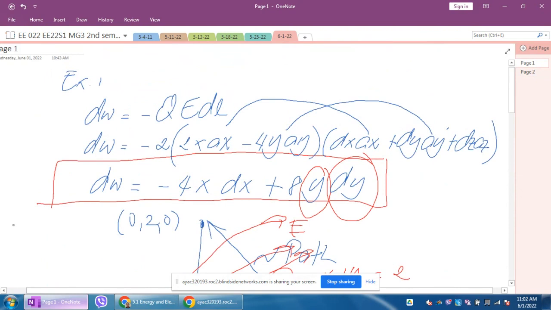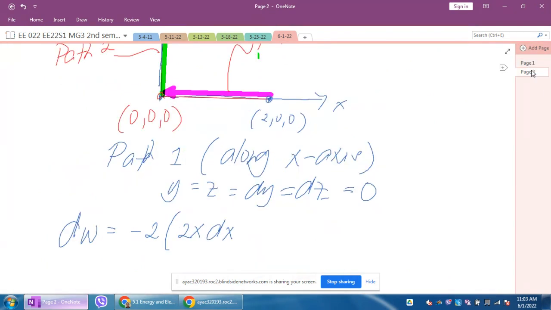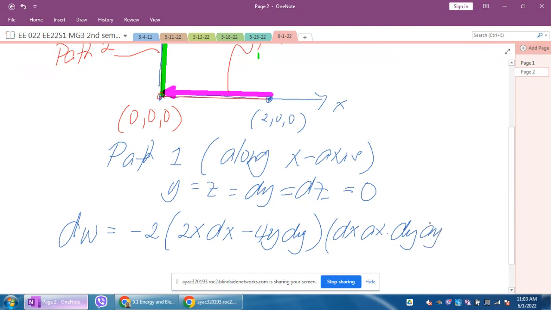Kopyahin ko lang po ito. Tapos, x dx minus 4y dy times dx ax dy ay dz plus dz az.